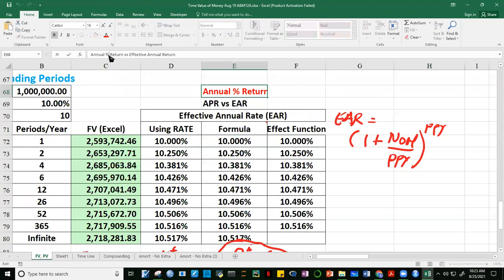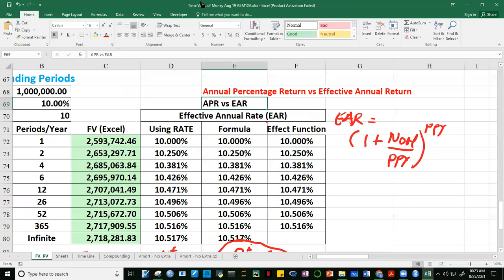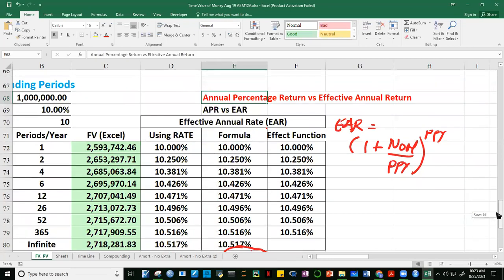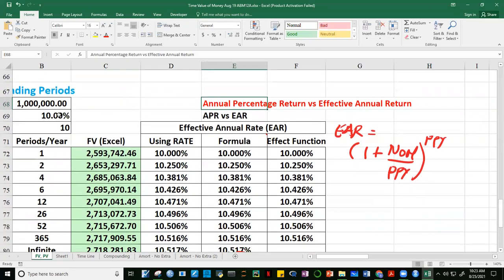Ano ko nga to kasi parang nakakalito siya. Annual percentage return. The annual percentage return will be the same as the effective annual return, of course, when we're only dealing with the nominal rate. No? Ibig sabihin nominal rate, compounded lang yung once. No? Okay? But however, if the compounding is more than once a year, magkakaiba na tong APR at saka EAR.